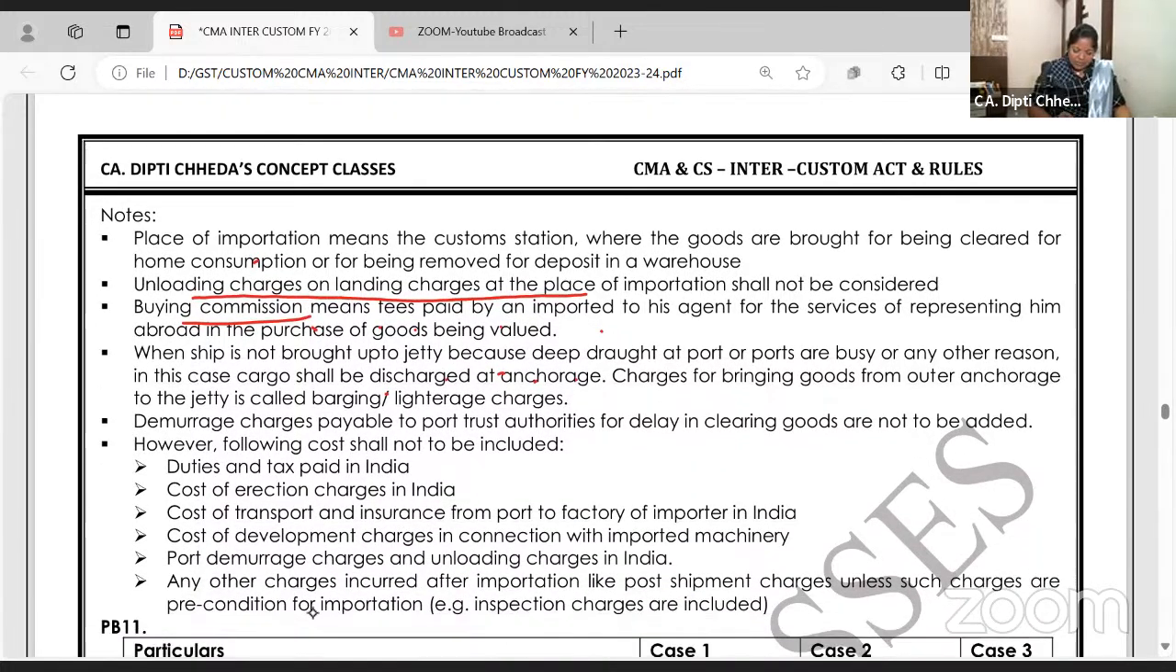Okay. Demurrage charges payable to the port for delay in clearing the goods are not included. Felling cost will also not be included. Customs duty, erection charges, transport and insurance from the port to factory. See, we are calculating assessable value: just imported, pay duty, bye-bye. So after paying duty, if they are paying demurrage charges or some transport charges from the port to their factory, that's not a part of assessable value, logically also.